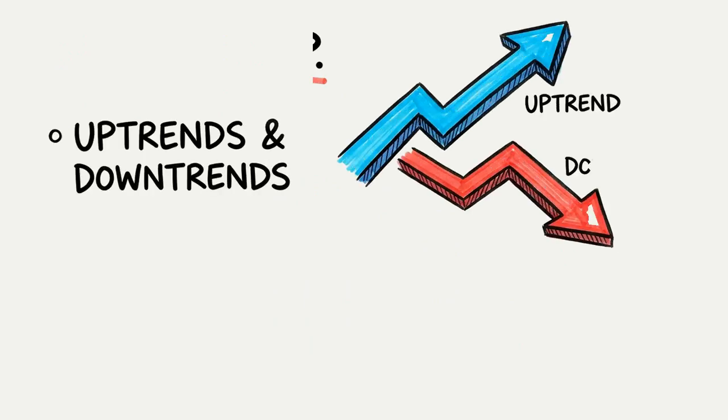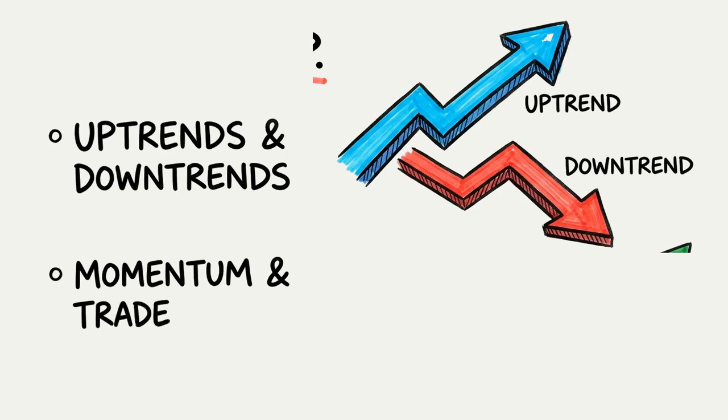Quick recap. Uptrends make higher highs and higher lows. Downtrends make lower highs and lower lows. Momentum shows the strength behind the move, and trade with the trend rather than against it. And wait for structure change before believing a reversal.